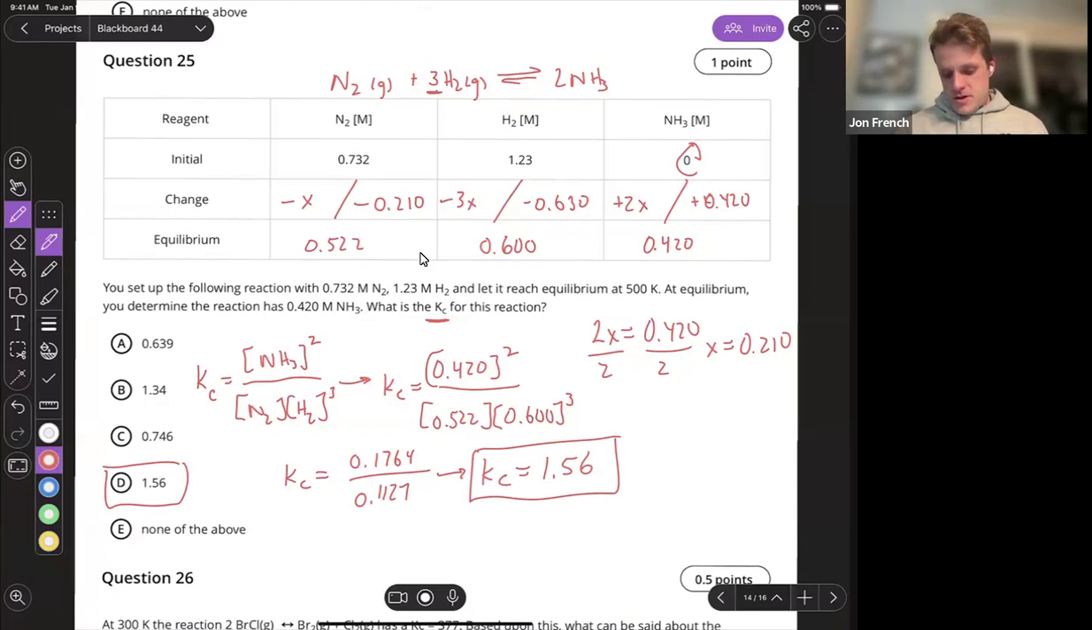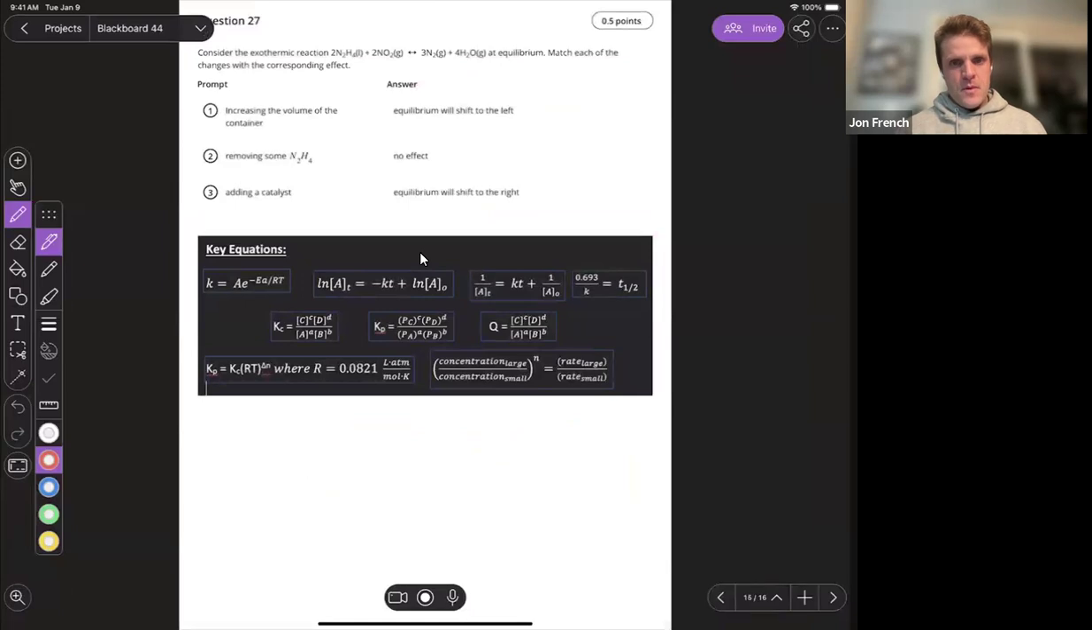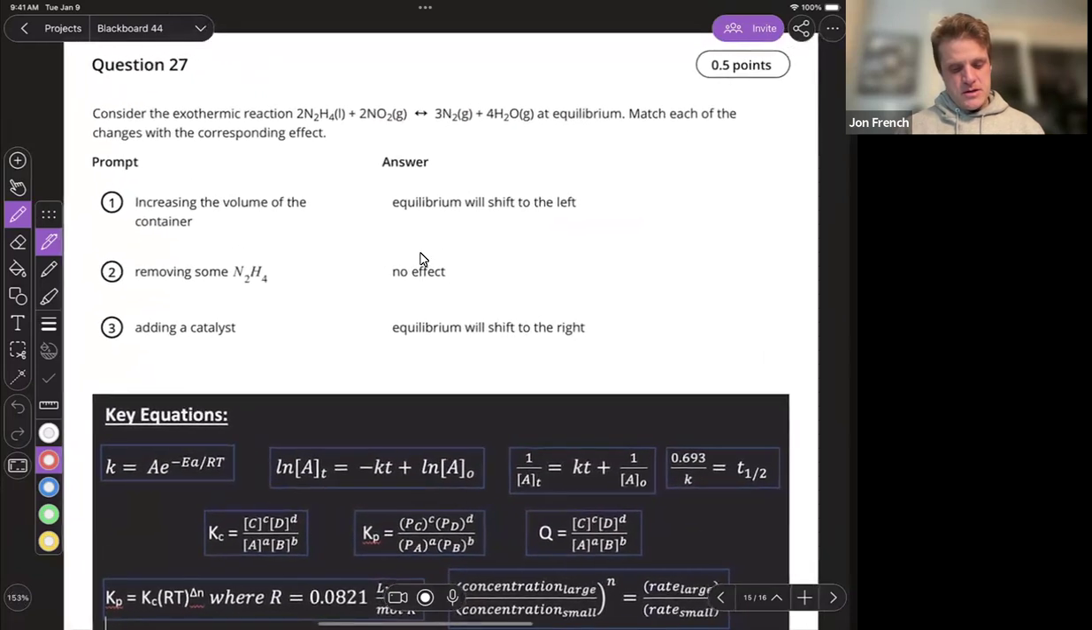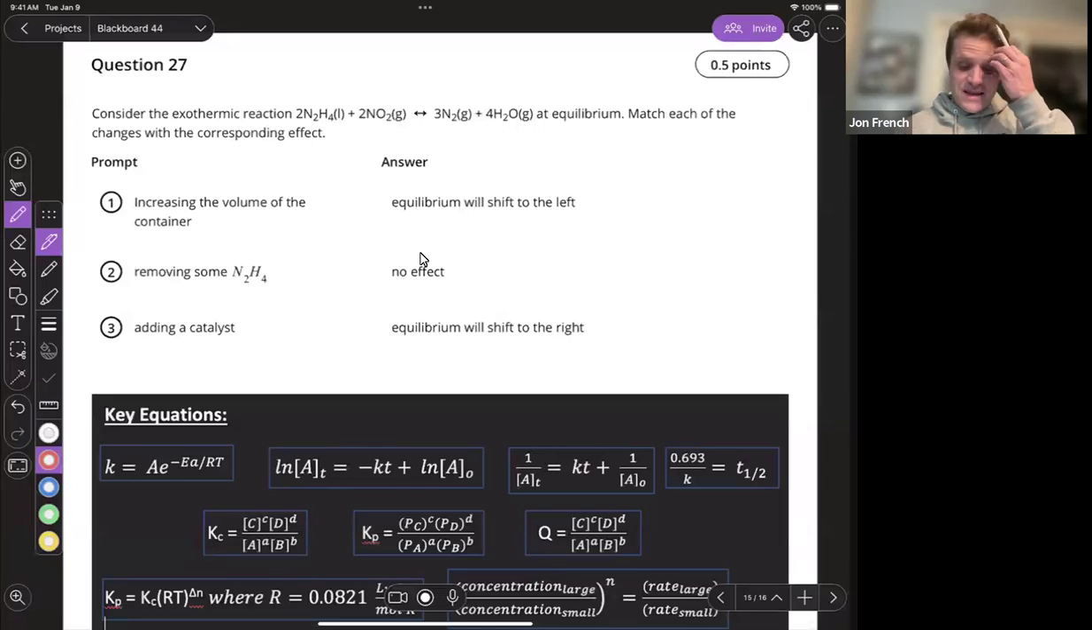All right, last question, question 27. All right, Le Chatelier's principle, consider the exothermic reaction at equilibrium. Match the changes with the corresponding effect. All right, increasing the volume of the container. So increasing the volume of the container, that favors the side with more moles in the gas phase, because more moles want to occupy and can occupy a larger volume.